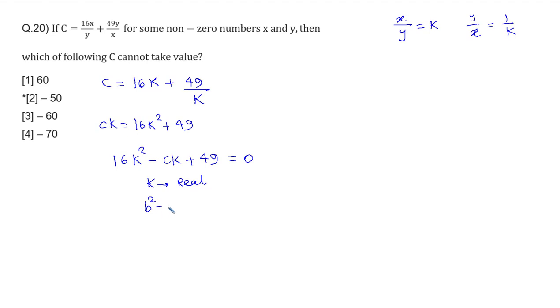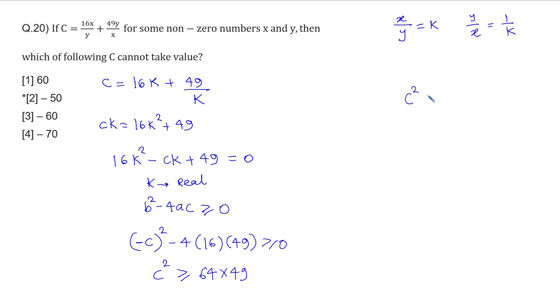Means the value of b square minus 4ac should be greater than or equal to 0. b is equal to how much? Minus c. So (minus c) bracket square minus 4 into the value of a, which is 16, and the value of c is equal to 49, should be greater than or equal to 0. So from this we can say that the value of c square should be greater than or equal to 4 into 16 into 49.